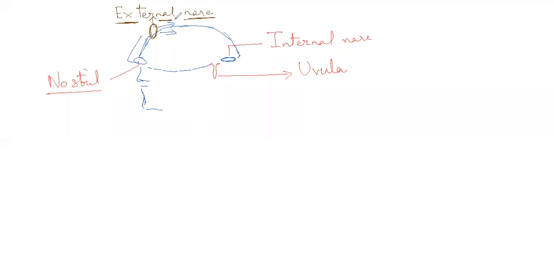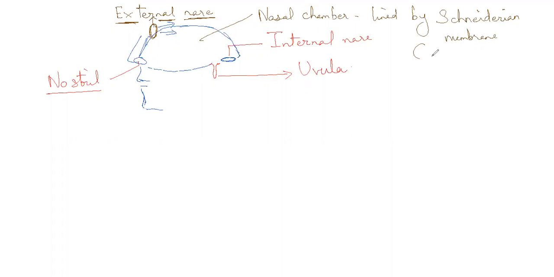So air travels from here towards the back. This is the nasal chamber, which is lined by Schneiderian membrane, which is olfactory. This membrane helps us to smell.